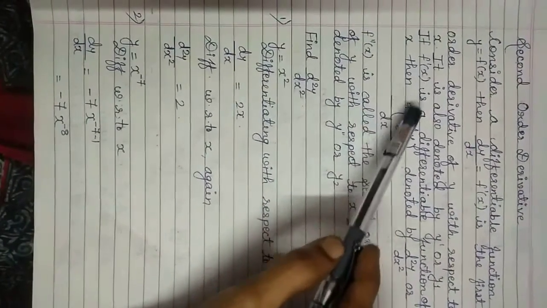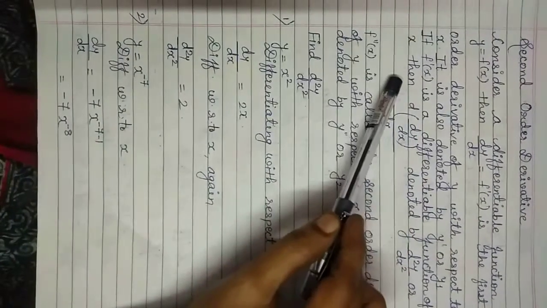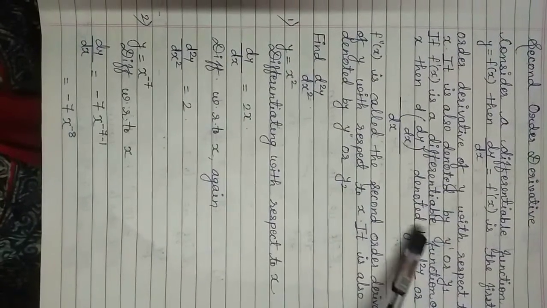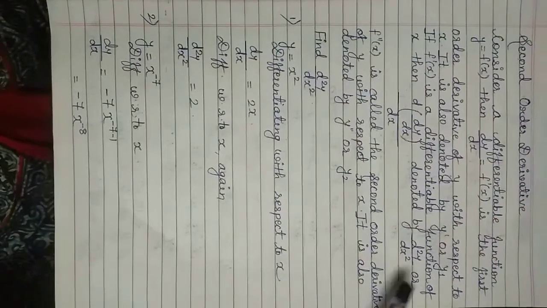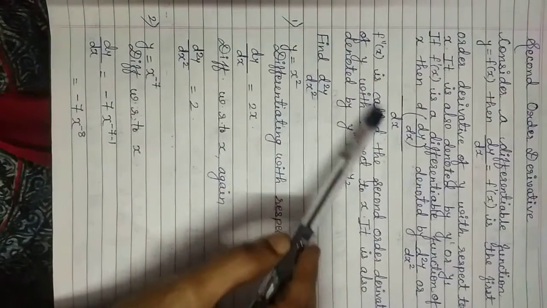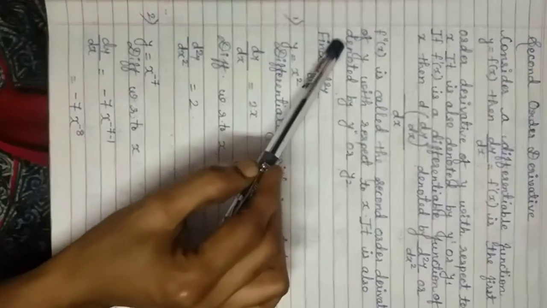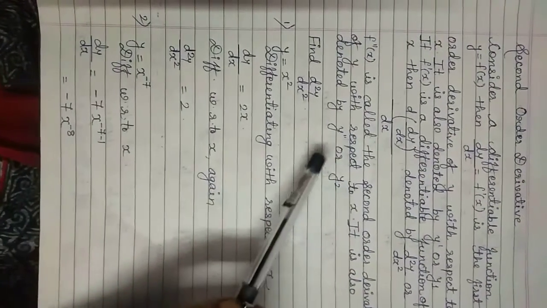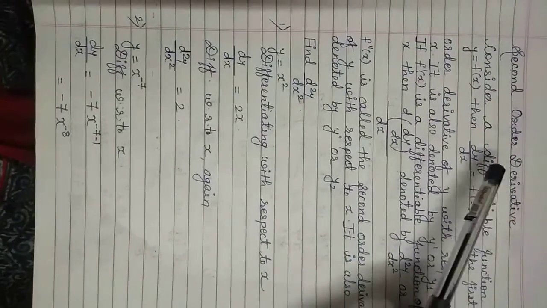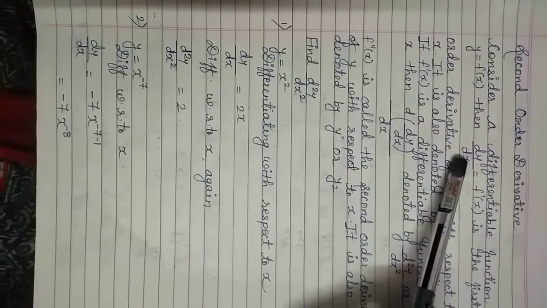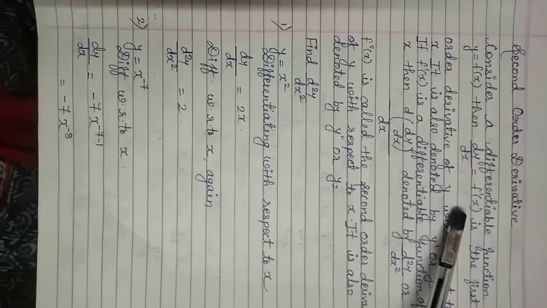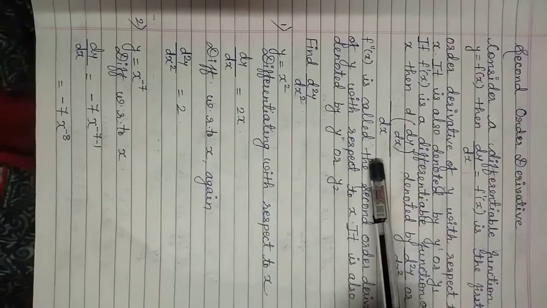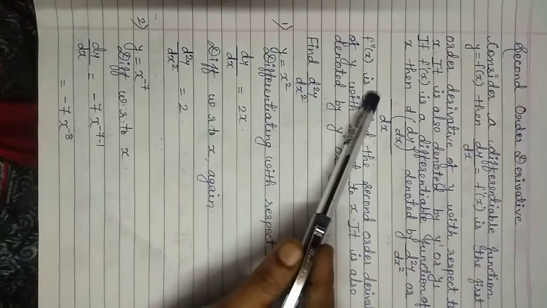If f dash of x is a differentiable function of x, then d by dx of dy by dx is denoted by d square y by dx square, or f double dash of x, and is called the second order derivative of y with respect to x. It is also denoted by y double dash or y2. That means when we differentiate y with respect to x, we get f dash of x, and when we again differentiate f dash of x with respect to x, we get f double dash of x.